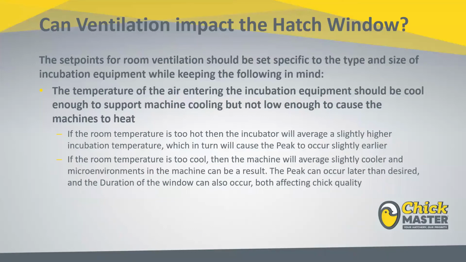If the room temperature is too cool, then the machine will average slightly cooler, and microenvironments in the machine can be a result. The peak can occur later than desired, and the duration of the window can also be an extension of that. So both of these things will affect not only chick quality, but also hatch as well. But it would definitely create a spread in your duration.